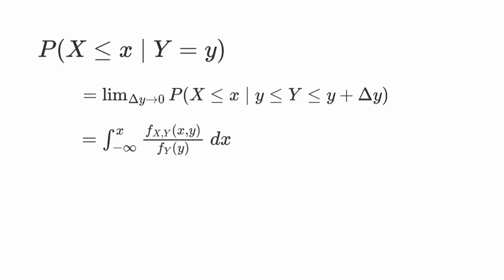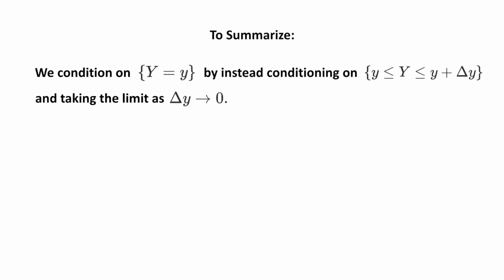If we define the conditional probability that x is less than or equal to little x, given y equal to little y as the following limit, we recover our original definition. To summarize, we condition on the event that y equals little y, an event of 0 probability, by instead conditioning on the event that y is in an interval close to little y, and taking limits as the size of that interval goes to 0.